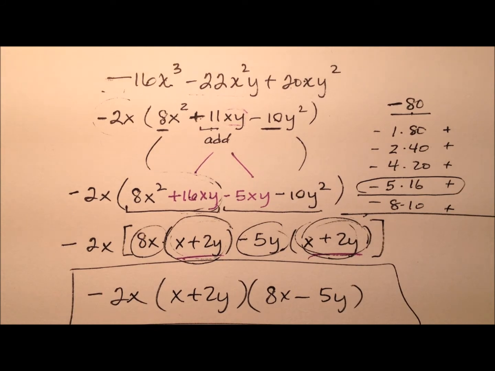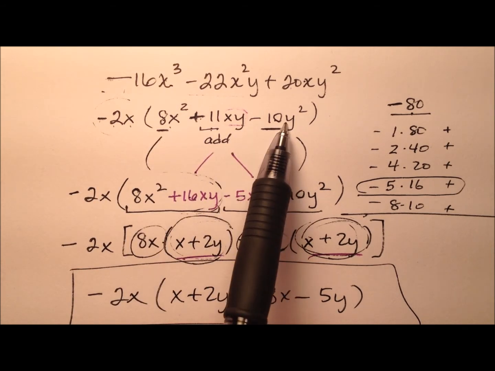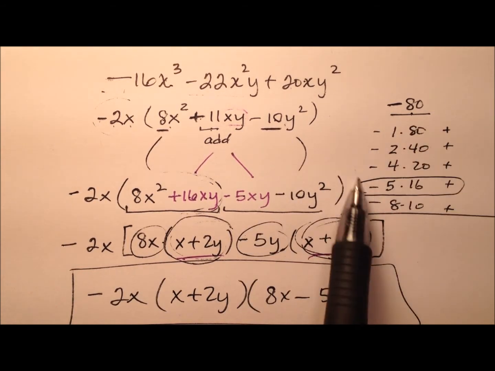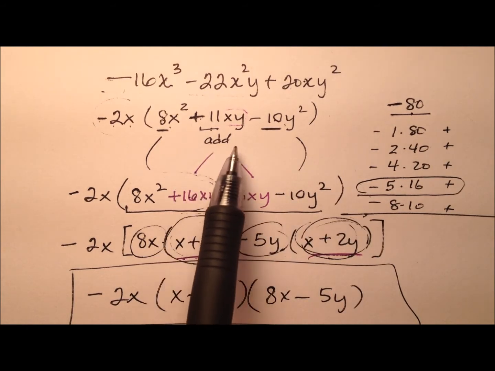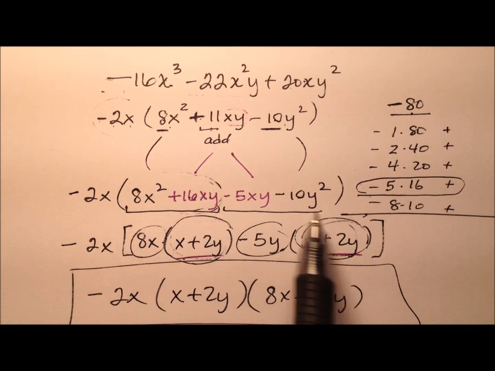We went about doing it by taking the greatest common factor out first, which was negative 2x. Then we noticed there were three terms, so we used the AC method. The AC method broke this middle term up into two separate like terms. And then we used grouping and put it all together right here at the bottom.